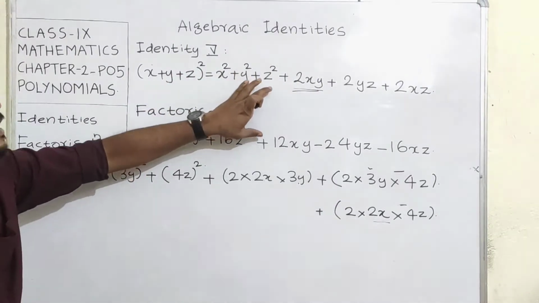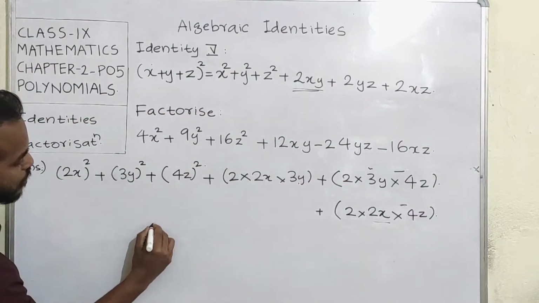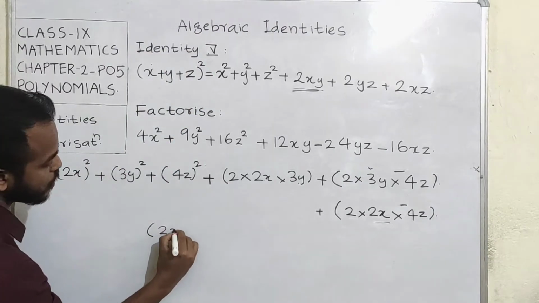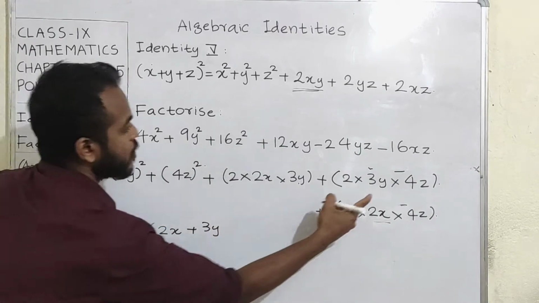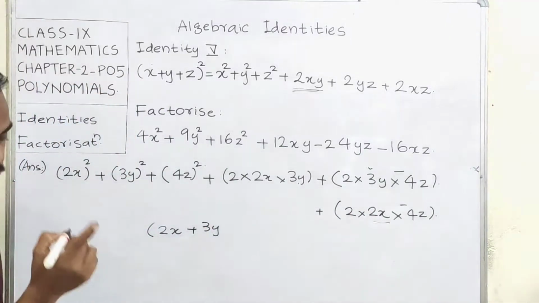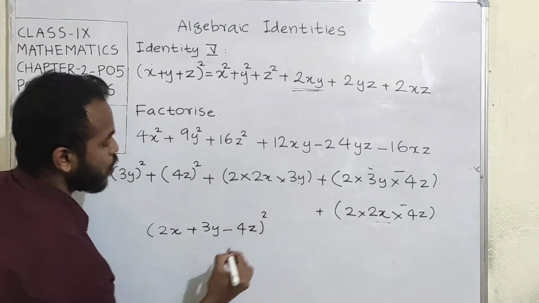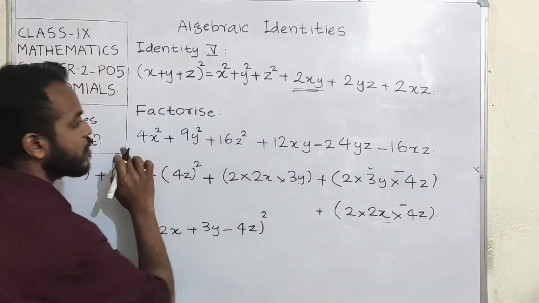We can factorize if this whole thing is given. Then how will it be? First term plus second term plus third term, the whole square. So who is our first term? 2x, plus second term is 3y. And who is the third term? Is there any difference for the third term? Yes, there is. It is minus 4z, the whole square. So this is the factorization of this whole thing.